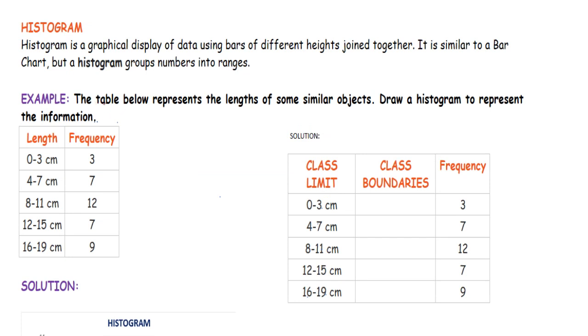So, example: the table below represents the length of some similar objects. Draw a histogram to represent the information. So this is the frequency table you are given, and you have to draw a histogram based on this information. These are the lengths of various objects, and these are the frequencies. The major thing you need for a histogram is to get your class boundaries. So let's get our class boundary.